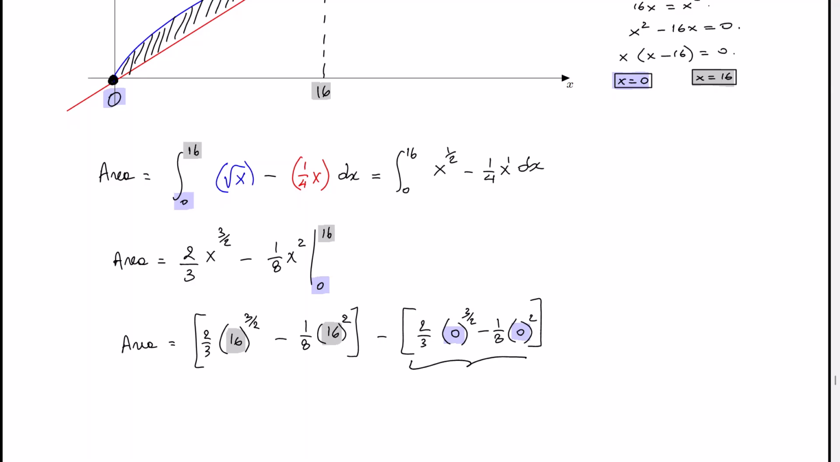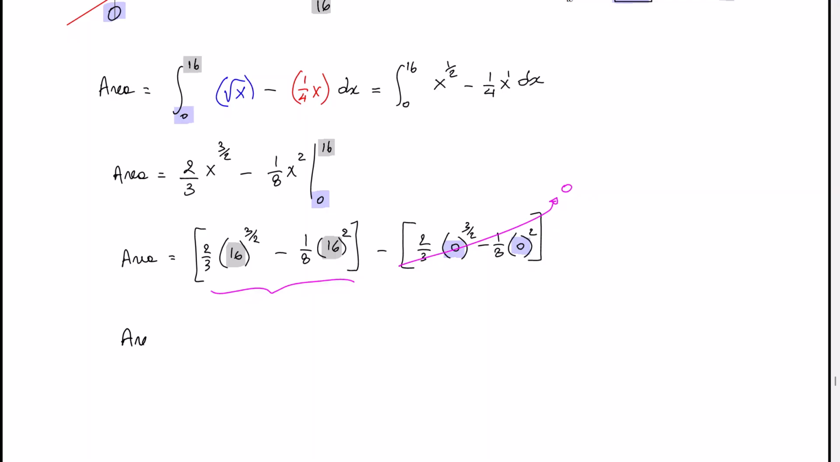Now, the second bracket is just going to be all completely 0. 0 to any power is going to be 0, and 0 squared is going to be 0. So multiply 0 by 2/3 or by 1/8, it does not matter. The whole thing is just simply 0. So that whole thing is going to be 0, so I'm going to ignore it. And all I have to do is focus on the first portion. And we can actually use the calculator to give us some sort of an answer.